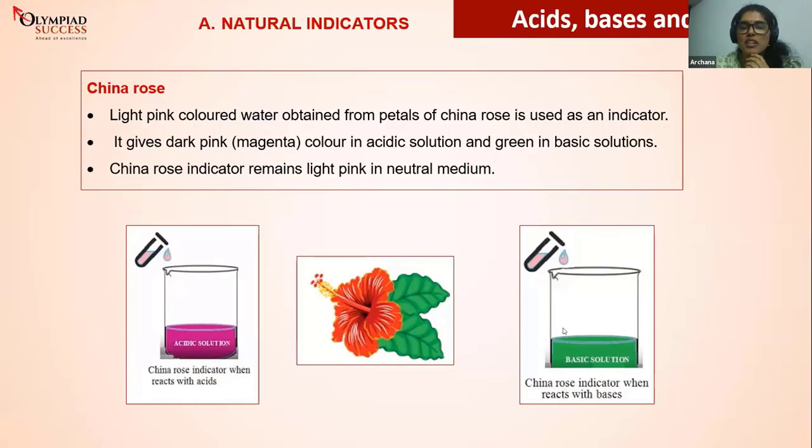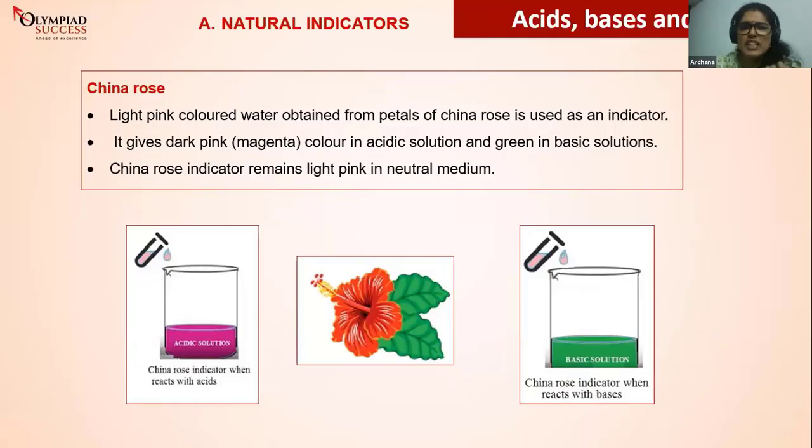What about lime water? Guys, remember, lime water is different, lemon juice is different. Lime water is another name for calcium hydroxide. So if you hear the term hydroxide, immediately you have to jump to base, right? So lime water is calcium hydroxide. So it will give green color.